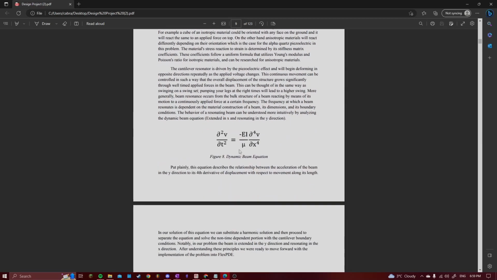And in terms of resonance, we'll be using the dynamic beam equation, which describes the relationship between the acceleration in the y direction and the fourth derivative of displacement with respect to movement along its length. Our solution of this will involve inserting a harmonic solution into the equation, and then separating it to solve for the time-independent portion with the cantilever boundary conditions for our specific problem.